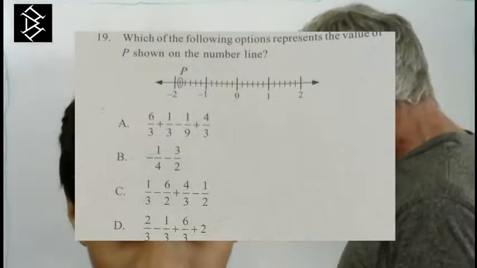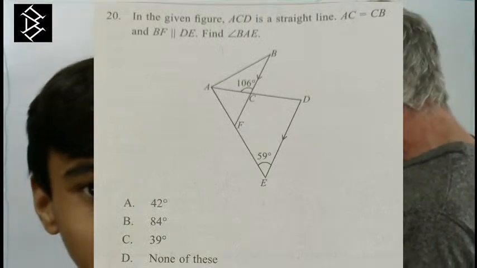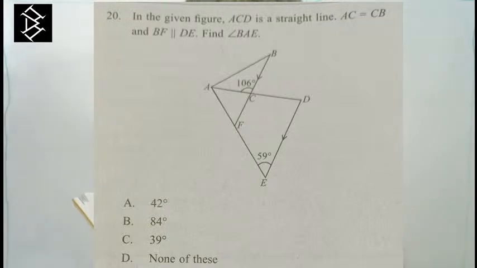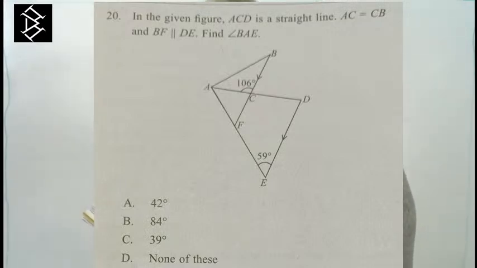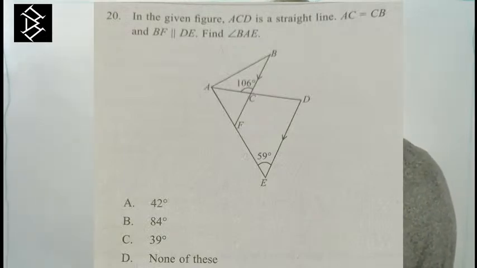You all know that now, yeah? So move on to question number 20. In the given figure, ACD is a straight line. So you all can see ACD, that middle line. AC equals CB. All can see that. Then they are telling us BF is parallel to DE. Find angle BAE. So very easy. You can try it for yourself. We are going to do it on the whiteboard.